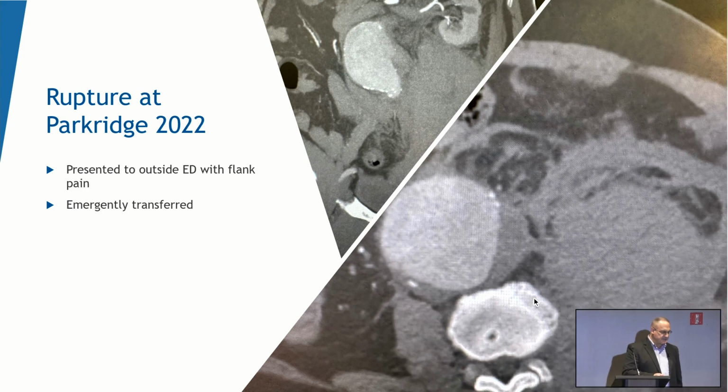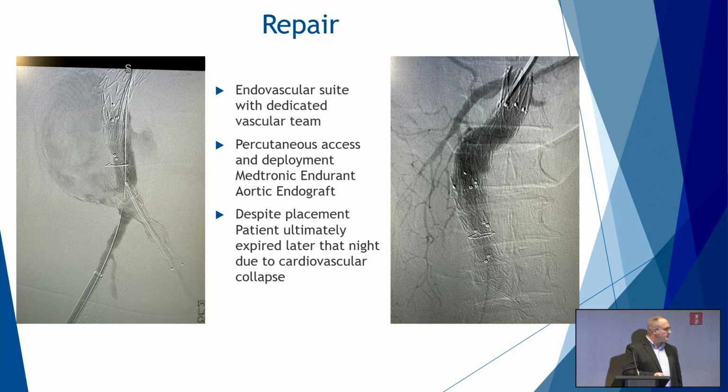This was a rupture at Park Ridge in 2022. The patient came in with flank pain, was transferred, went immediately to the endovascular suite, and an endograft was deployed percutaneously, which contained the rupture. However, the patient succumbed to the injury later that night due to cardiovascular collapse.